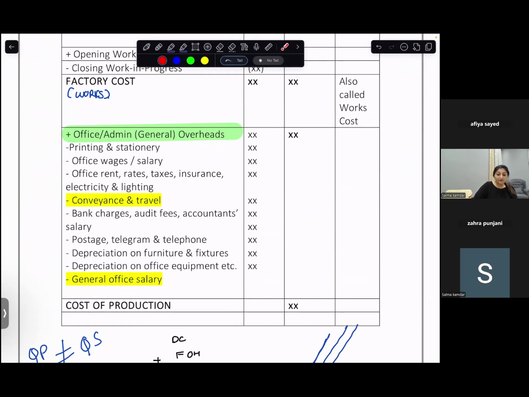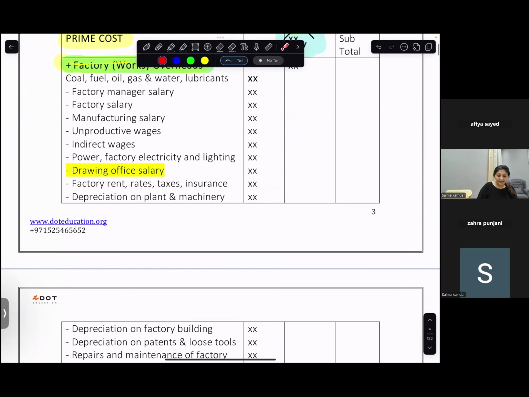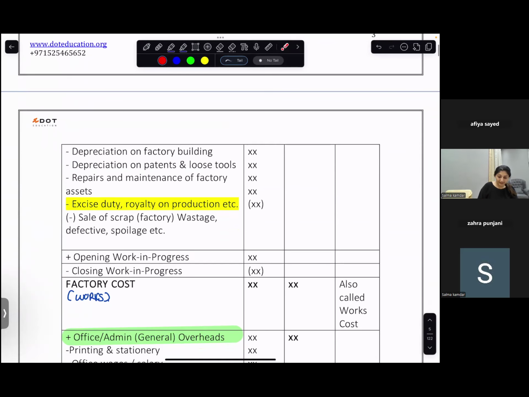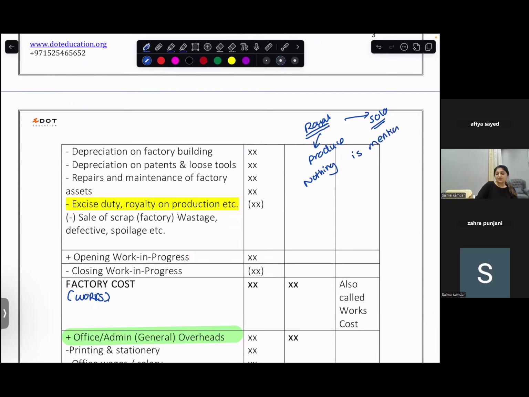For royalty there is one separate thing. It can be paid on goods produced and it can be paid on goods sold also. If nothing is mentioned about royalty, then you take it as factory.